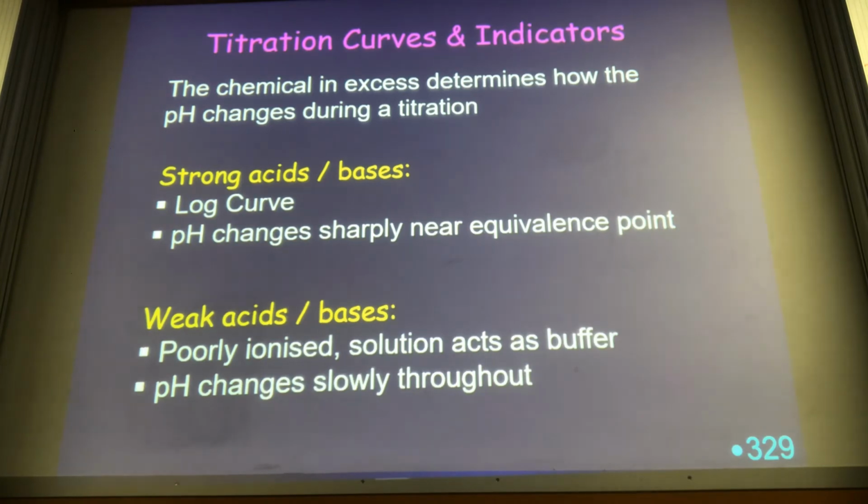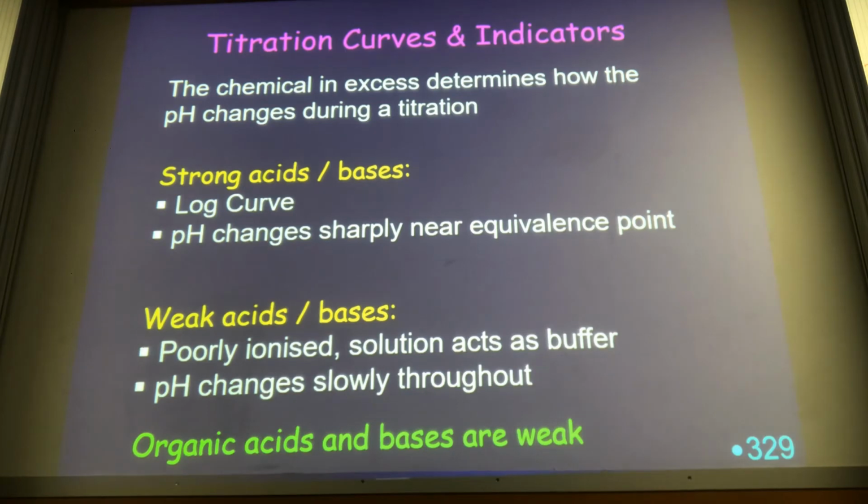Weak acids or bases are acids and bases that exist in an equilibrium with their conjugate, and so they're poorly ionised. The solution's effectively acting as a buffer, and so the pH just changes gradually throughout the titration. You don't get that lovely sharp log shape, you get a much more gradual increase.